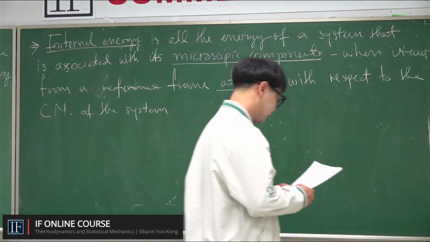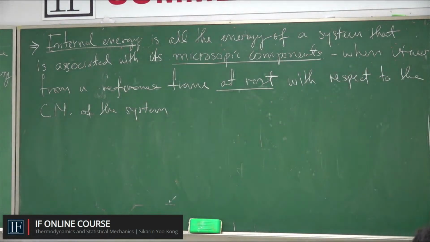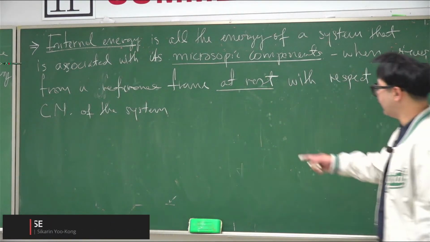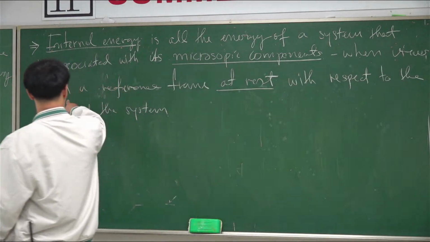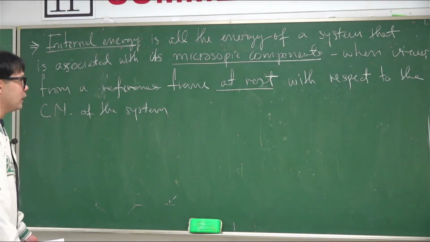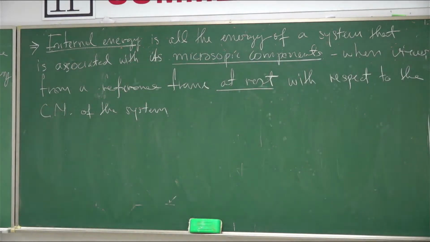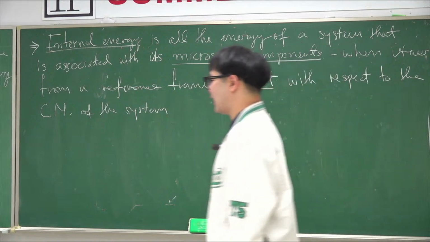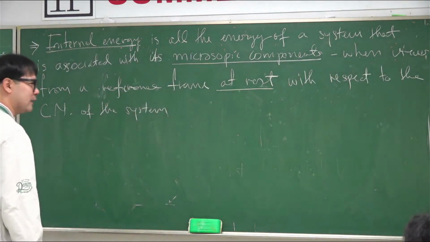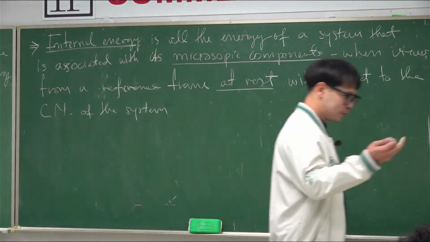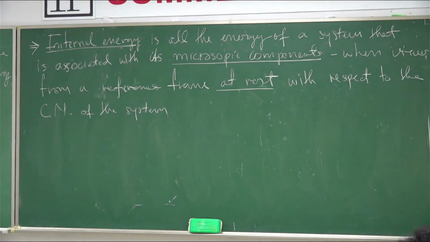So, what does it mean by the last bit here? When viewed from the reference frame at rest with respect to the center of mass of the system, very interesting, because this is something to do with the observer as well, right? Can you share the idea? What does it mean by this?